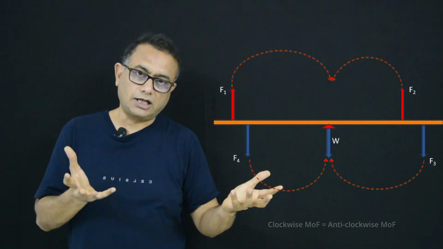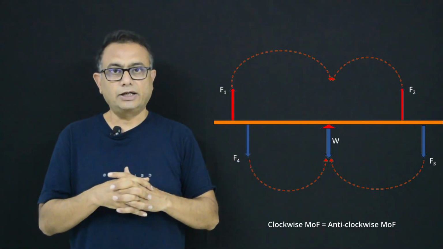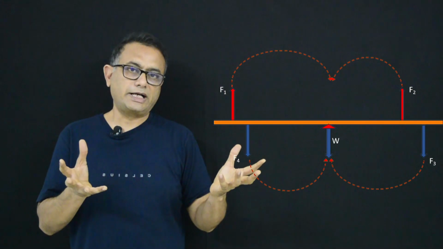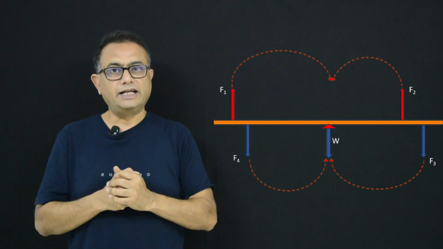That means the clockwise moments of force should be equal to the anti-clockwise moments of force. The algebraic sum of torque has to be equal to 0. If these conditions are met, then we say that the rod, the beam, the object is going to be in equilibrium. I hope you follow this.